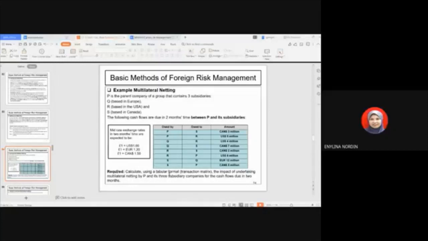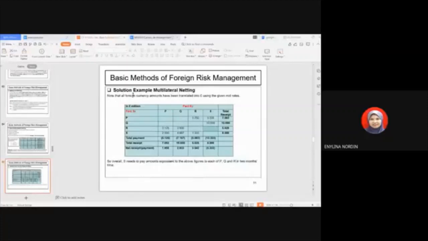Required: calculate, using the tabular format, the impact of undertaking multilateral netting by the parent and its three subsidiary companies for the cash flows due in 2 months. So how are we going to show the implications of the netting strategy here? Look at this one. The foreign currency must be converted into the parent's currency, which is pound in this case.